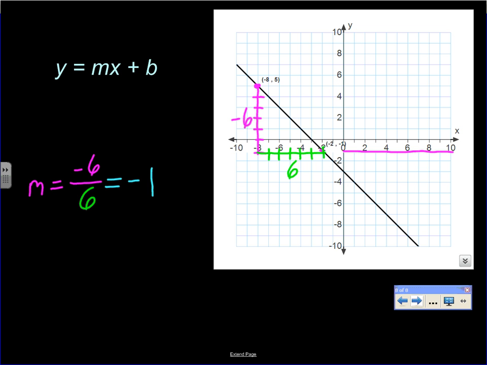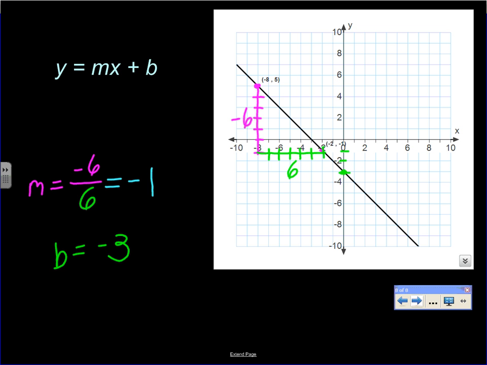Let's look right here on the line. The line is going to cross the y-axis at that point right there. So that point, from the origin, we go down 1, 2, 3. So we went down 3. That would be a negative 3.